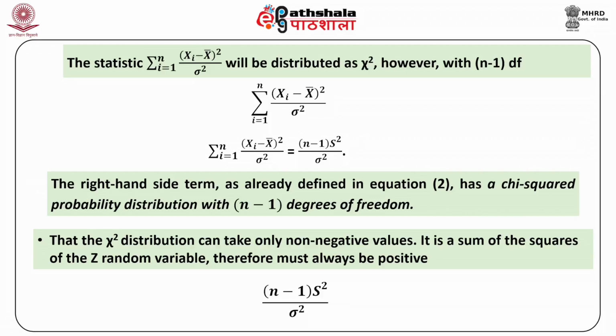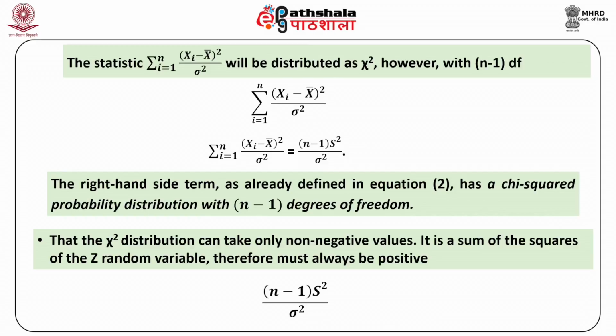Further, if we work on the statistic sigma xi minus x bar square upon sigma square, we can easily show that this summation is equal to n minus 1 s square upon sigma square, as we did try to put it earlier. The right-hand side term, therefore, as already defined in our equation 2, has a chi-squared probability distribution with n minus 1 degrees of freedom.